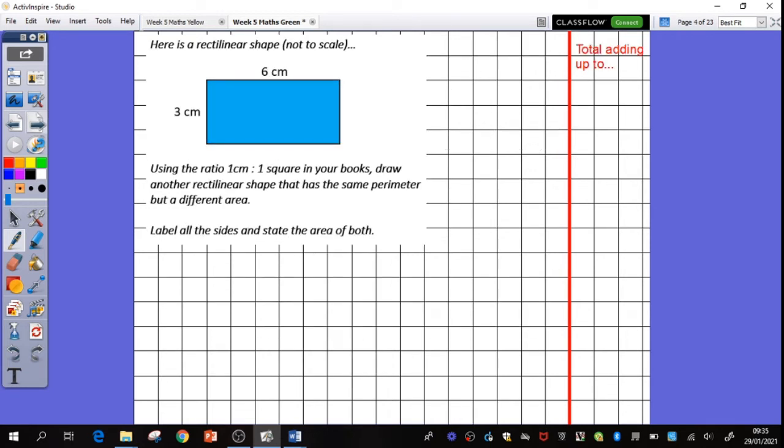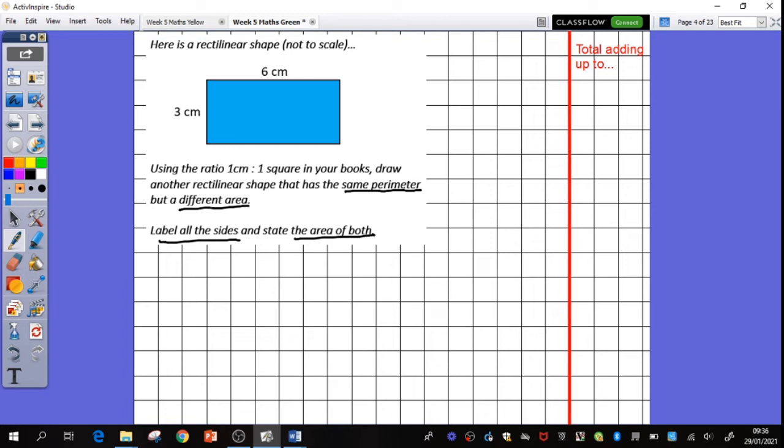Let's have a look at it the other way around. So again, using the ratio 1 centimetre equals 1 square in your books, draw another rectilinear shape that has the same perimeter this time, but a different area. I'm going to label all sides and I want to state the area of both. So this time let's have a look.